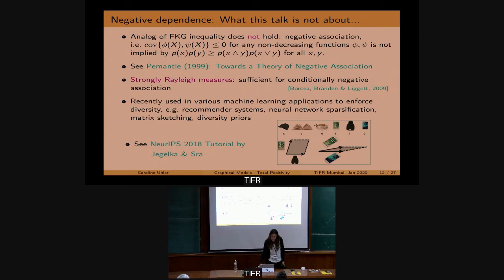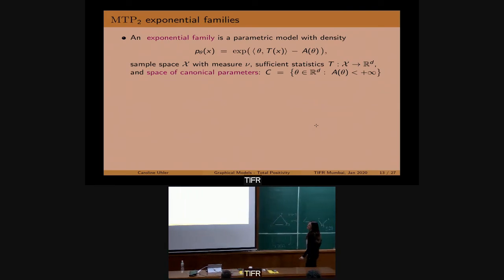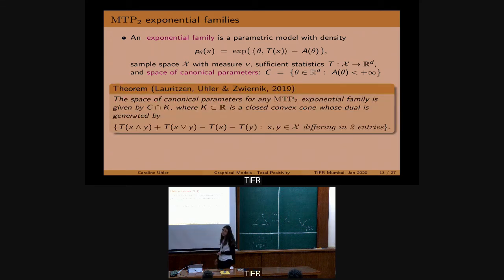Okay, so I am talking about positive dependence, and it's much easier than negative dependence. So first the parametric setting, so exponential families. This is just the definition of an exponential family, for example, an Ising model or a Gaussian model. I'll call these the canonical parameters. And what is nice is that for any exponential family, in fact, being MTP2 is a convex constraint.